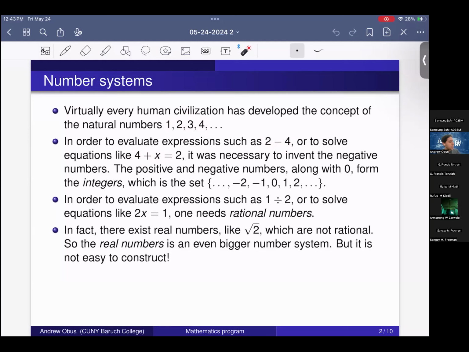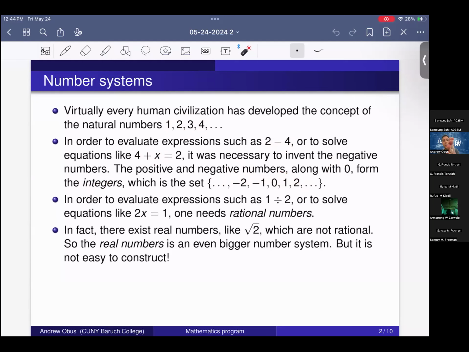And so in order to have these solutions, you need these negative numbers. And if you throw in the negative numbers and you also throw in 0, you get a set that's called the integers, which is all of the numbers with no fractions, but allowing both positive and negative numbers. And then it's not hard to see what an application is for negative numbers.